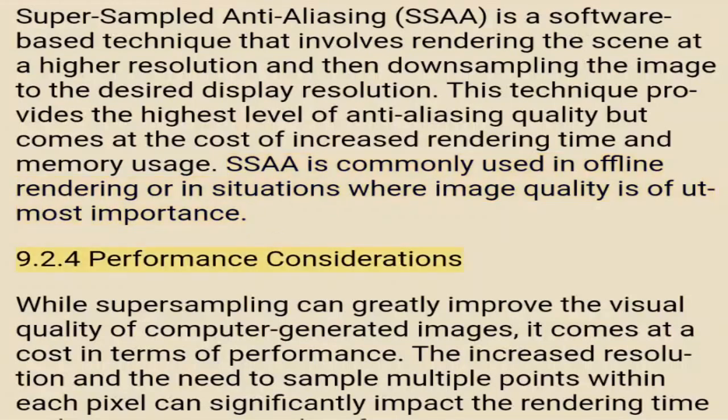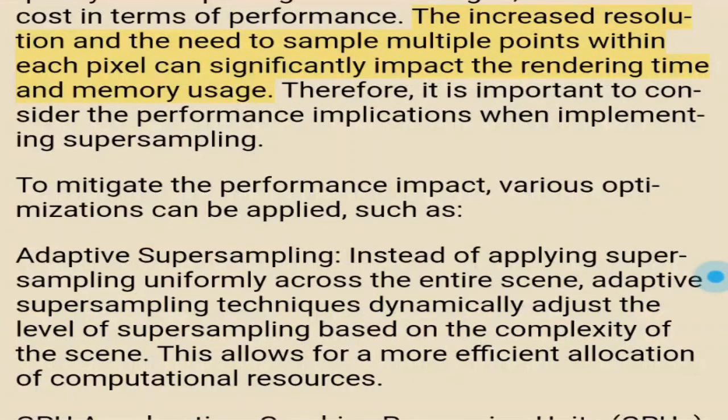9.2.4 Performance considerations. While supersampling can greatly improve the visual quality of computer-generated images, it comes at a cost in terms of performance. The increased resolution and the need to sample multiple points within each pixel can significantly impact the rendering time and memory usage. Therefore, it is important to consider the performance implications when implementing supersampling. To mitigate the performance impact, various optimizations can be applied, such as adaptive supersampling. Instead of applying supersampling uniformly across the entire scene, adaptive supersampling techniques dynamically adjust the level of supersampling based on the complexity of the scene. This allows for a more efficient allocation of computational resources.